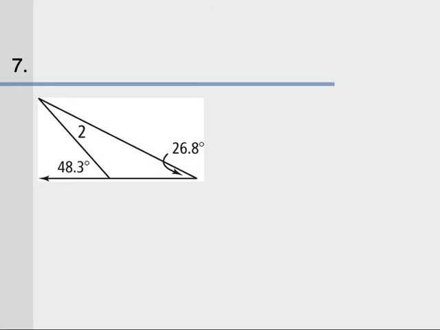Try number 7. You're solving for angle 2 here. You could say the exterior angle is 48.3. You could say it's the sum of the remote interior angles. So your equation could look like that. Measure of angle 2 plus 26.8 should equal that exterior angle.